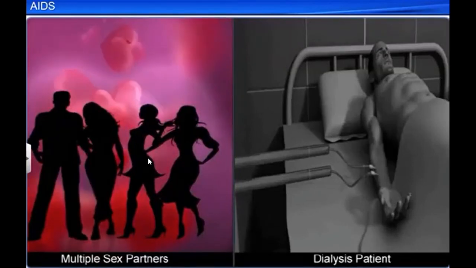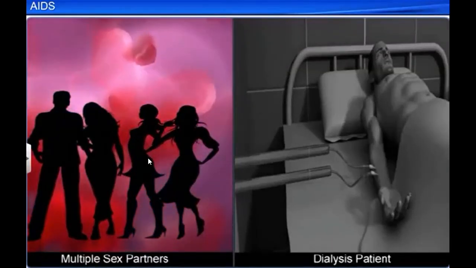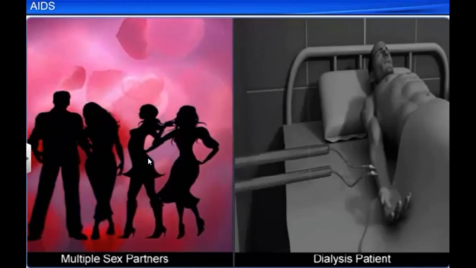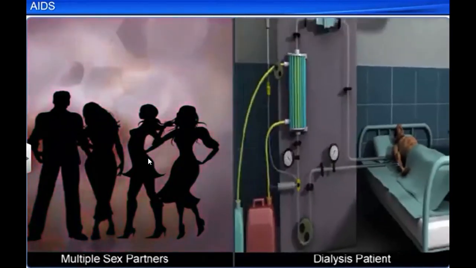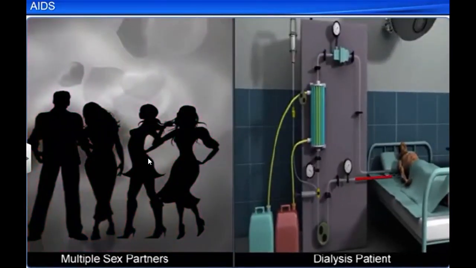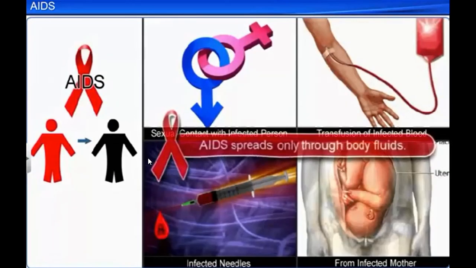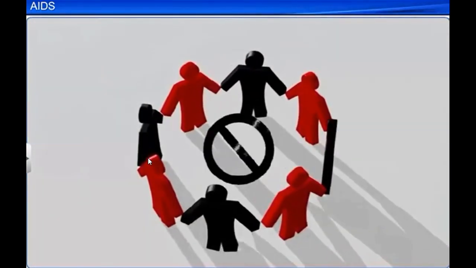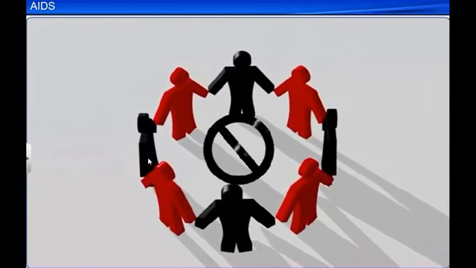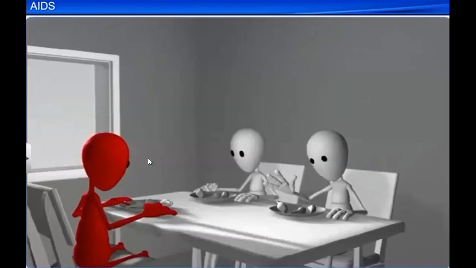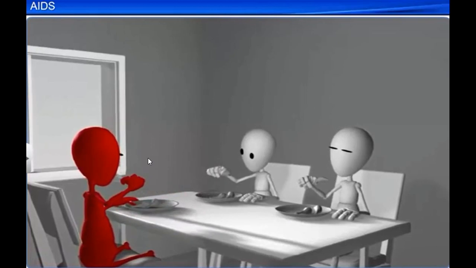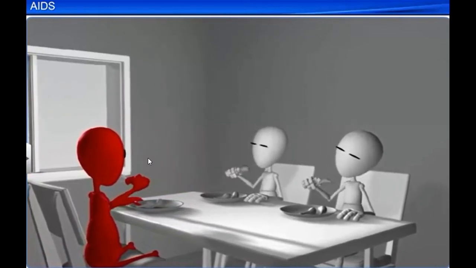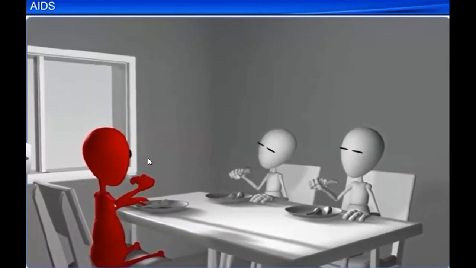People who have multiple sex partners and patients who have repeated blood transfusions are at high risk of AIDS. From all the above methods of transmission, it is very clear that AIDS spreads only through body fluids. So it is very important that AIDS patients should not be isolated from their family and society for their physical and psychological well-being.